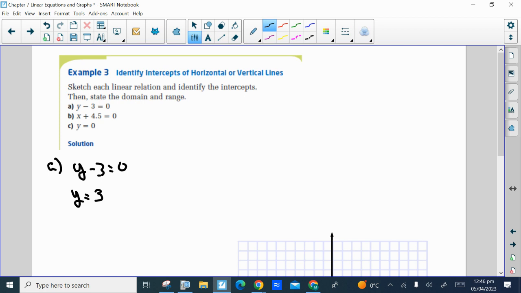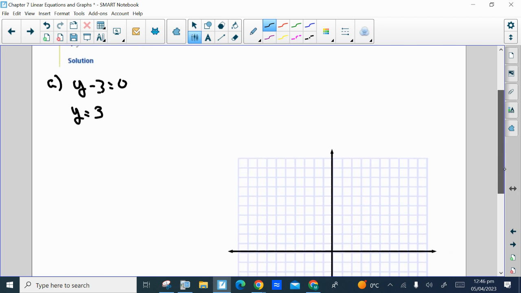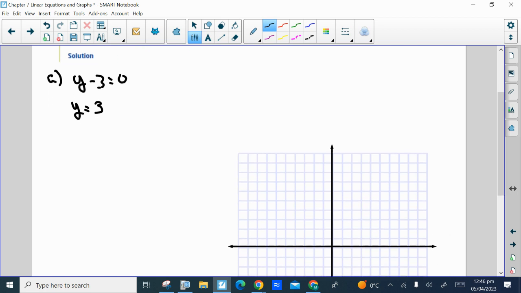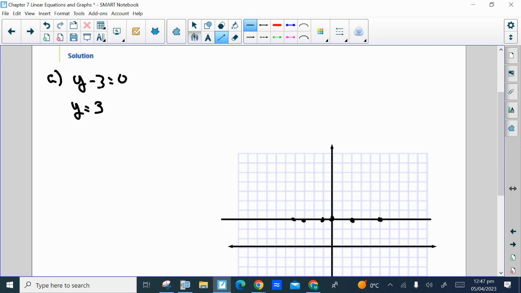If you add 3 to both sides, you'll get y equals positive 3. So remember what that means is that the x values can change, but y is always positive 3. When x is 0, y is 3. When x is 2, y is still 3. When x is 5, doesn't matter, y is 3. When x is negative 1 or negative 3 or negative 4, y is still 3. So this line will be a horizontal line. That's the line y equals 3. X can change, but y is always 3.